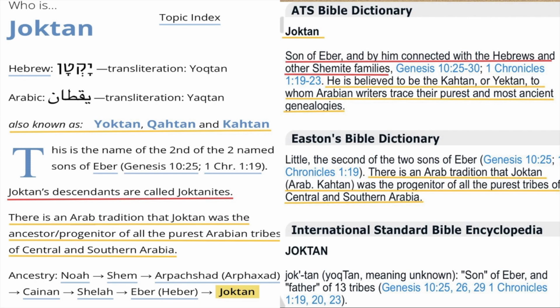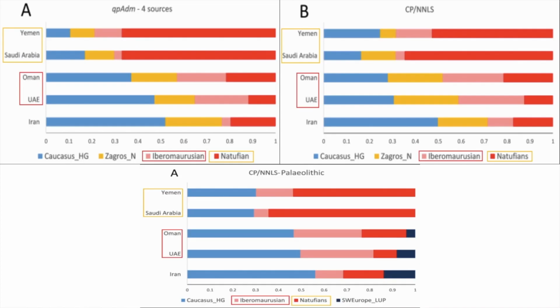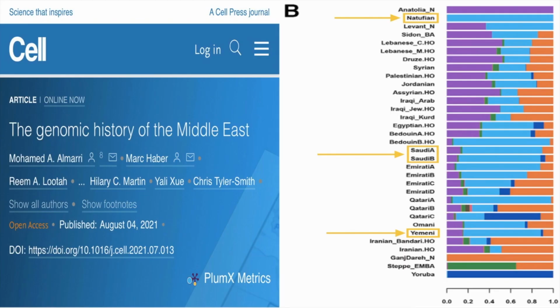So it's interesting how these ancient, pure Arabians, Joktonites, basically reside in the region where we see haplogroup E and high Natufian ancestry: the southern Levant, southern Arabia and Central Arabia. So I don't think this is a coincidence. Yemen and Saudi Arabia have high amounts of Natufian DNA, as y'all can see on this chart. And again, Natufians, showing you these peoples, Saudis, Yemenis, as well as Bedouin B and Qatari, they have a lot of the Natufian DNA.